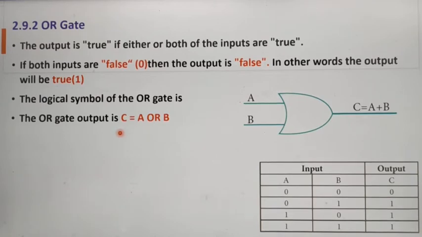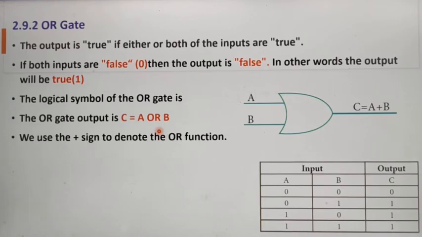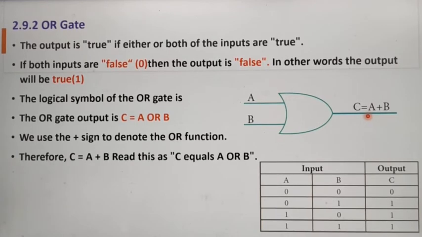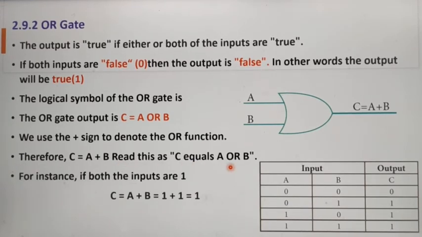Next point, the OR gate output is C is equal to A or B. Here we are using the plus sign to denote this OR function. C is equal to A plus B. So we can write it as C is equal to A plus B, but you have to read it as C equals A or B. Next we can see an example. If both inputs are 1, here both inputs A and B are 1. So 1 plus 1. If all the inputs are 1 or any one of the inputs is 1, our output will be 1. So our output is 1 here.